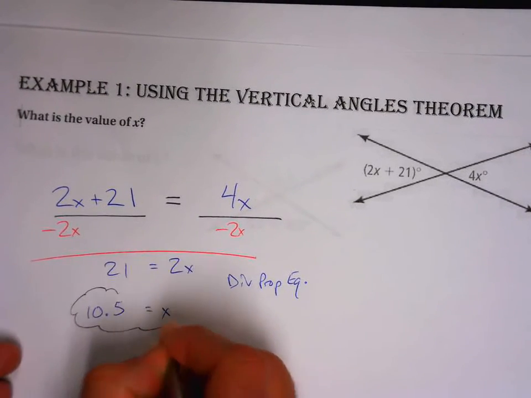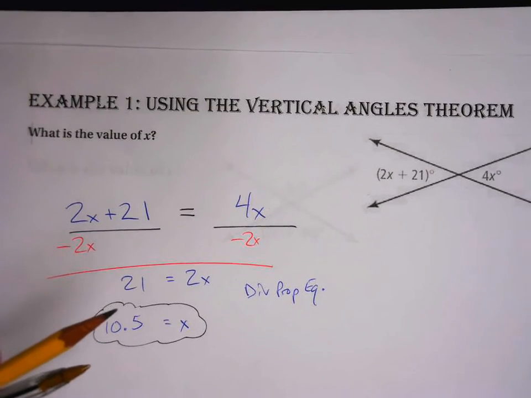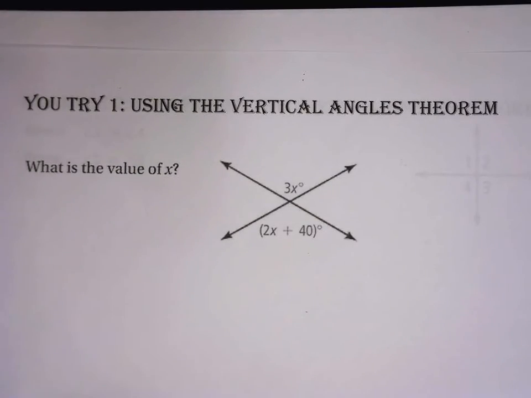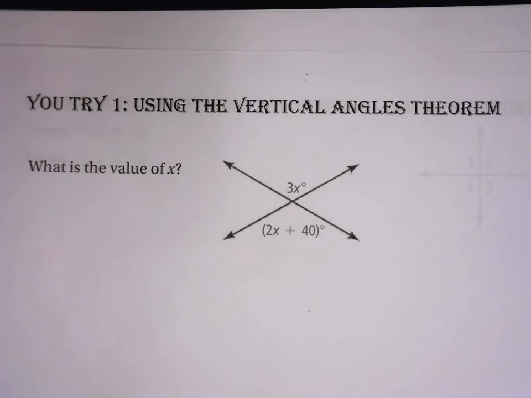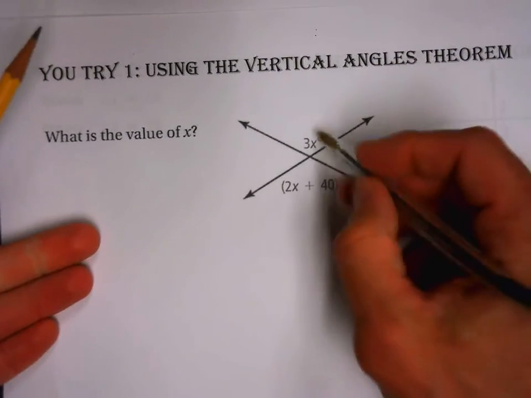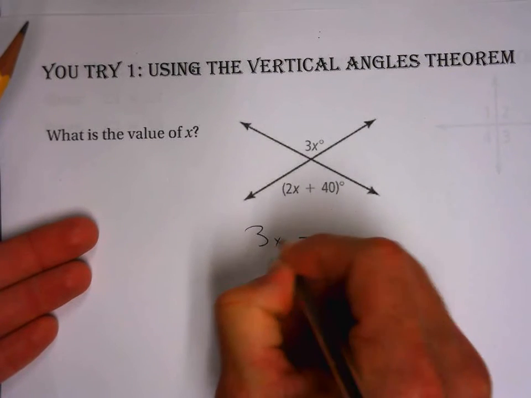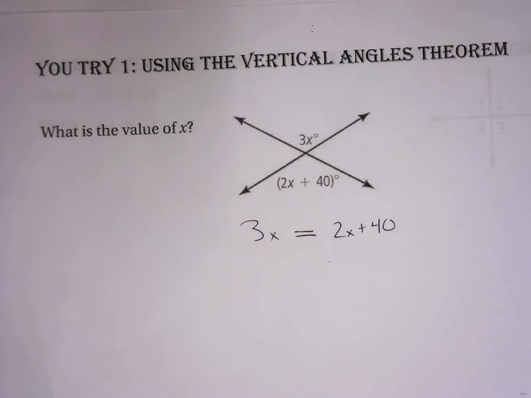Okay, so that was on the PowerPoint. Next, right? That was easy. So we jump to the next thing on the PowerPoint that wasn't quite explained. And here it is. What is the value of x? Hopefully you're doing this already. Again, they're vertical angles, and vertical angles make an equation. So 3x on one side and 2x plus 40 on the other side. This is nice and easy and super simple.